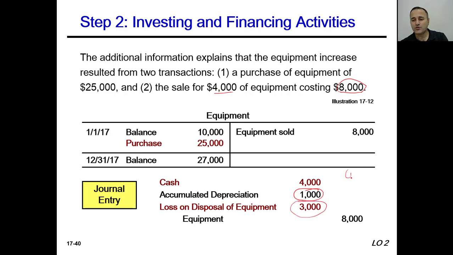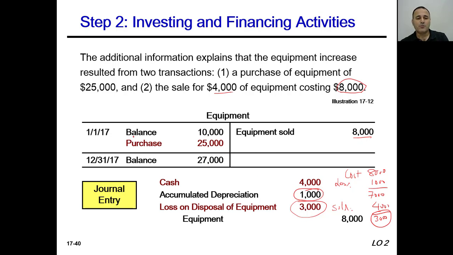Okay, so cost was $8,000, which is here. Okay, less accumulated depreciation was $1,000. Okay, so the book value was $7,000, and then we sold it for $4,000. Okay, so that's why there was a loss of $3,000.